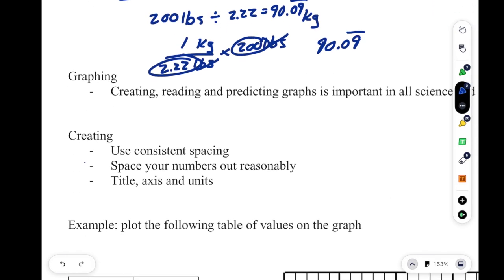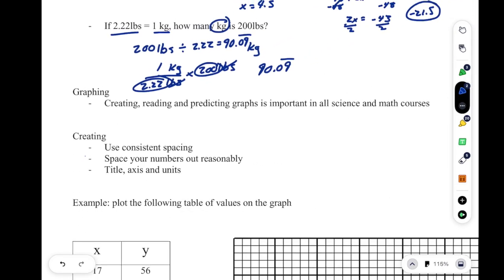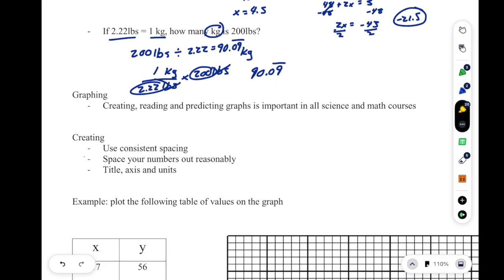The first skill we're going to look at, and really the main skill for today, is actually looking at graphing. I know graphing, not necessarily the most popular, but maybe one of the most applicable to math and science courses. Both creating and reading and even predicting what a graph is going to look like are things that are going to come up in this course.